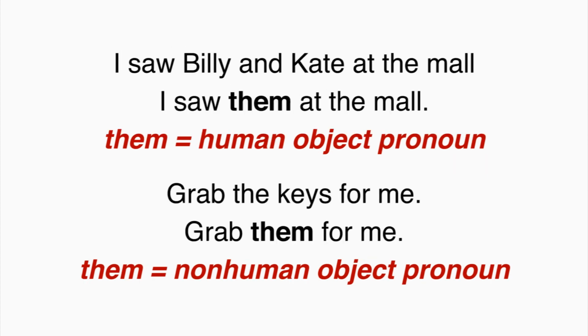I saw Billy and Kate at the mall. Using a personal pronoun, this would become, I saw them at the mall. Them is a human object pronoun. Grab the keys for me. Using a personal pronoun, this would become, grab them for me. Them is a non-human object pronoun.